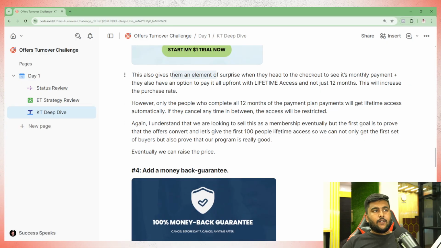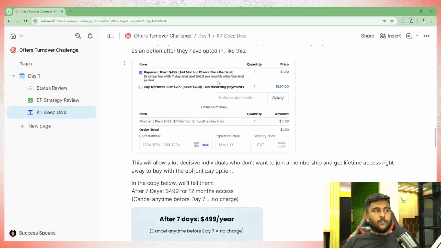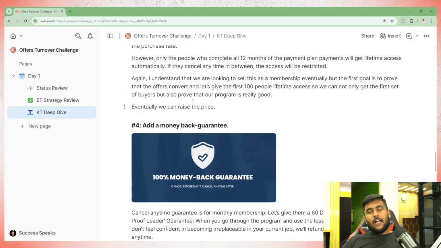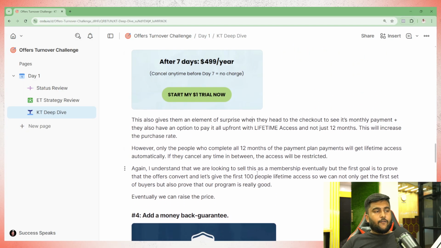Like I mentioned, it will give them an element of surprise when they head to the checkout to see its monthly payment. Plus, they also have an option to pay all upfront to get lifetime access and not just 12 months. Okay, so with this payment plan, they only get access for 12 months. However, over here, they get access for lifetime. So this was the surprise element for this particular offer. Now again, I told them that, hey, I understand that we want to offer this as a membership. However, for the first 100 people, let's just keep it at this particular price point.